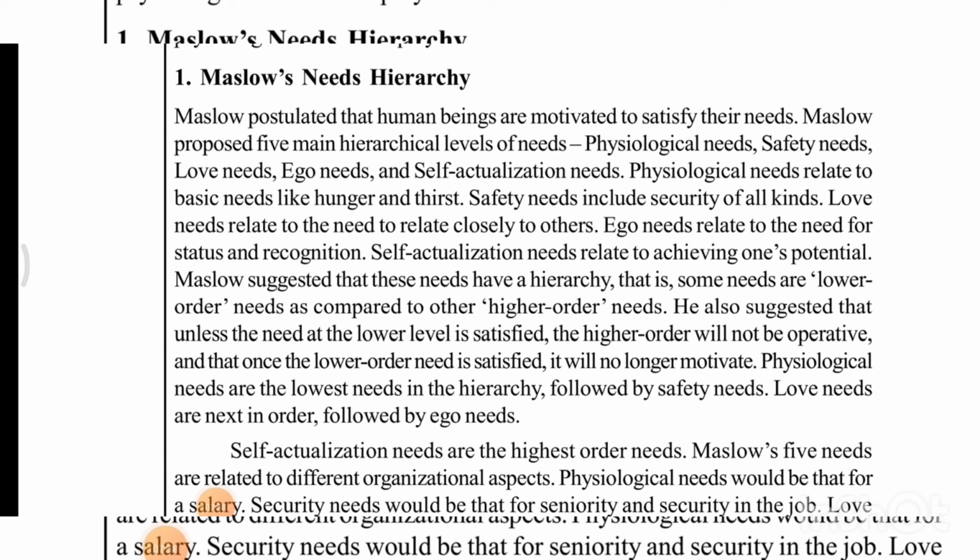The first says Maslow postulated. This may be a new word for you, but it is a verb. It means to suggest or assume something, or to put forward something. So what Maslow suggested is that human beings are motivated to satisfy their needs. As human beings we have needs and we are motivated. We want this, we want to do that. Today you have a bicycle, tomorrow you want a bike, and the next day you may want a car or whatnot. So we are motivated to satisfy them and we work accordingly.